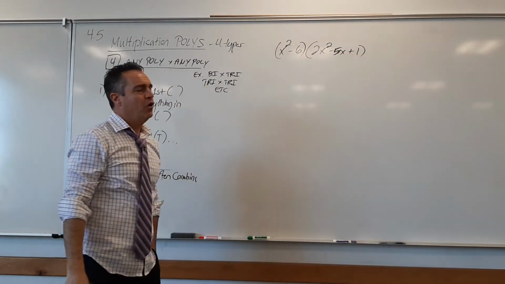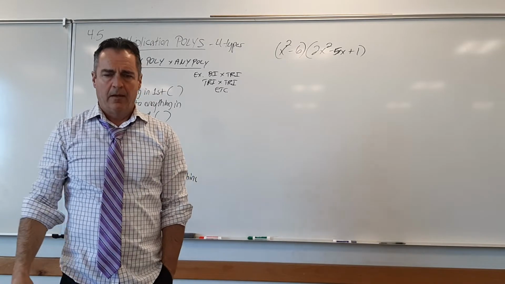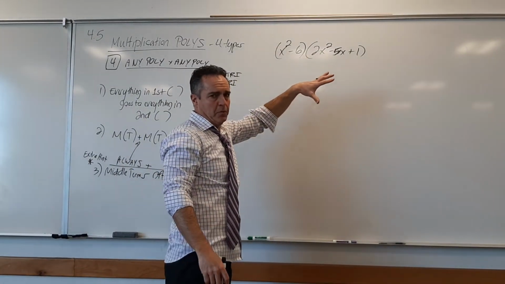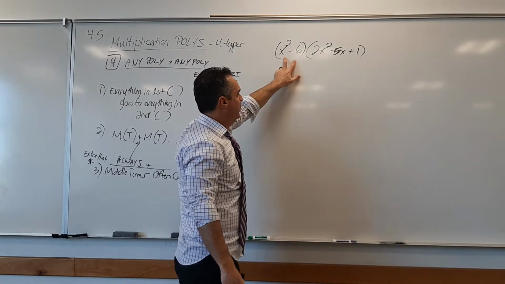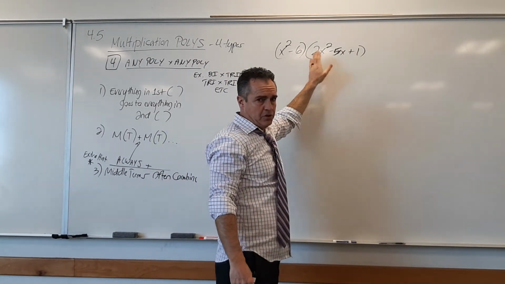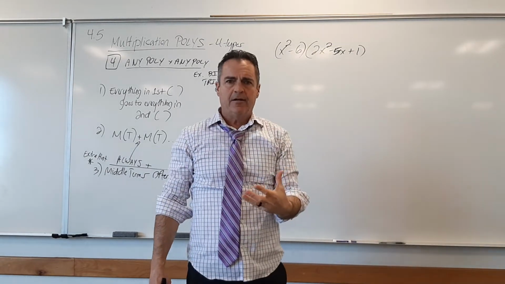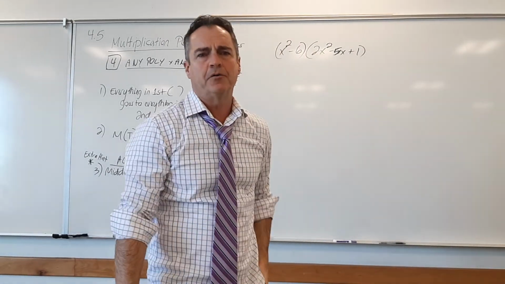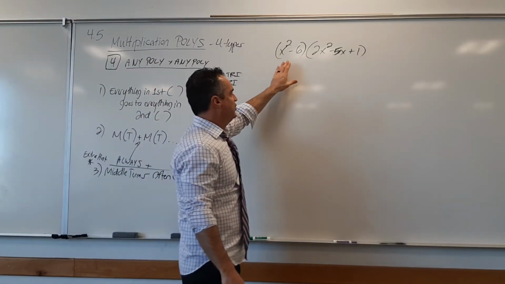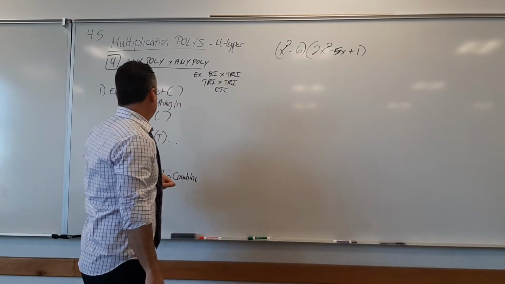This is a binomial times a trinomial. All right? What's written in between these? Multiplication. So we know we're multiplying polynomials. How many terms here? 2. How many terms here? 3. What's 2 times 3? 6. You're going to end up with 6 mono times monos. Same thing. Everything in the first parentheses has to go to everything in the second parentheses.